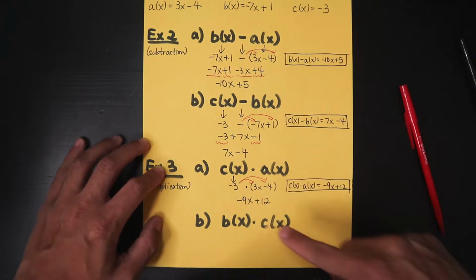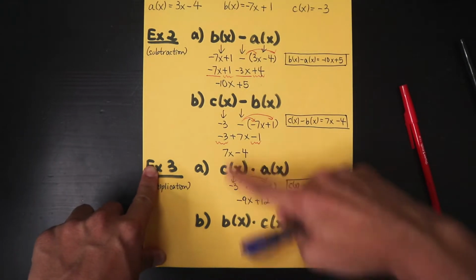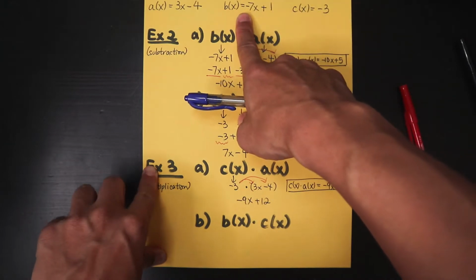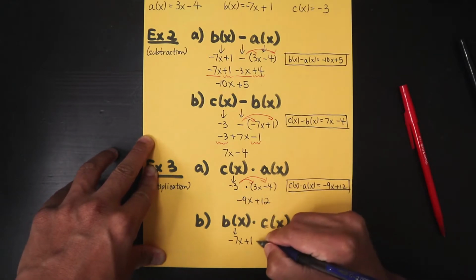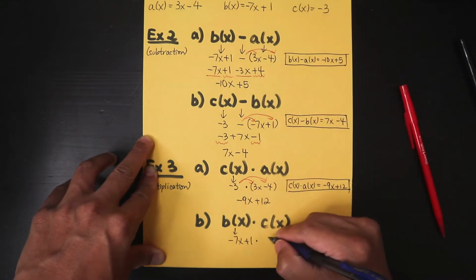Let's do one more. What about b of x times c of x? So you're going to find out of the 3 functions, the middle function is b of x. So you're going to write it as negative 7x plus 1. And then times c of x, which is negative 3.